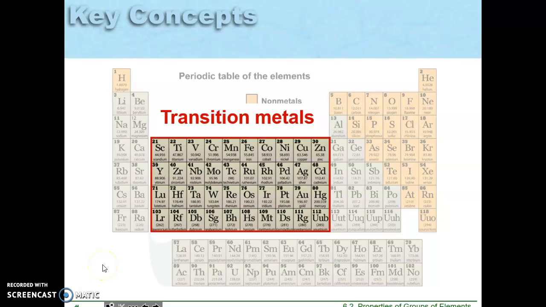Those are the S block elements in group 1 and 2, group 1 alkali metals, group 2 alkaline earth metals. In our next video, we're going to talk about transition metals.